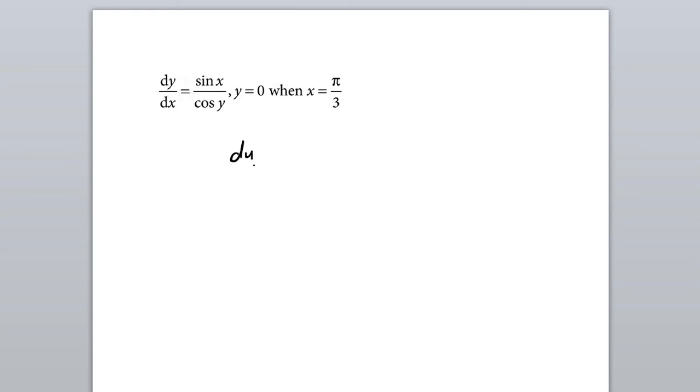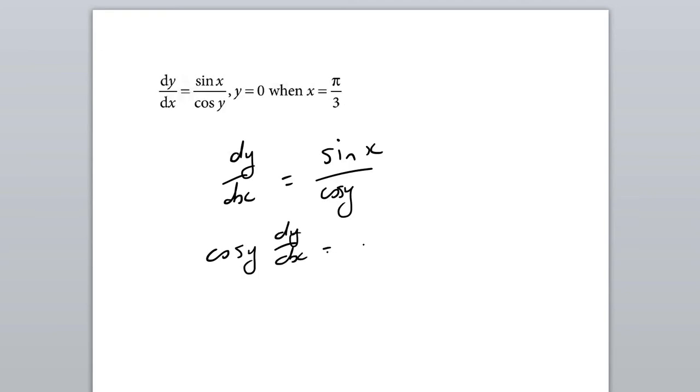So how do I do that? I have dy/dx is equal to sine of x over cosine of y. Now I know here that I am dividing by cosine of y. So if I multiply with cosine of y on both sides, I get cosine y dy/dx is equal to sine of x.